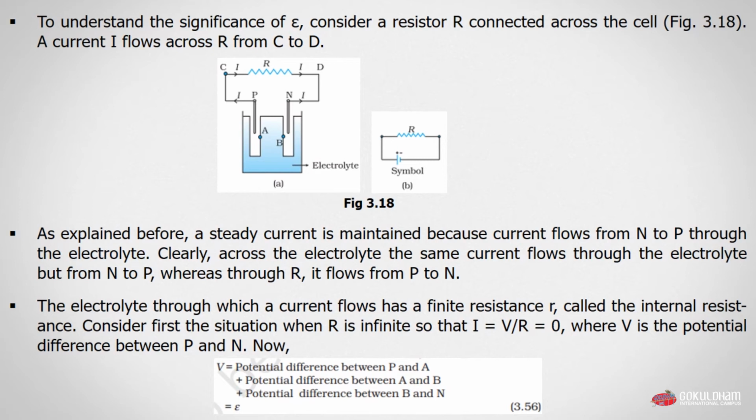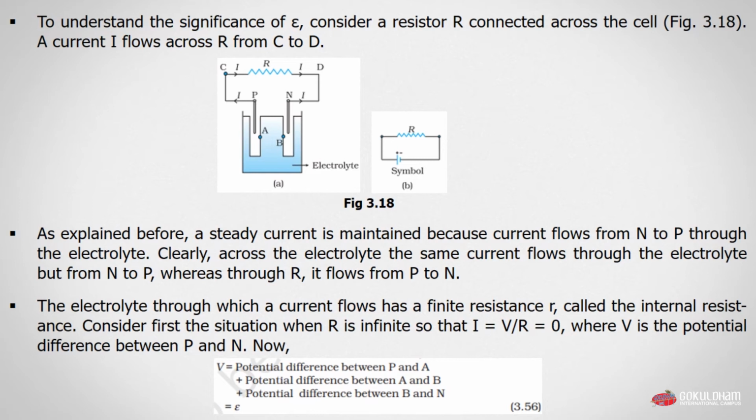A current I flows across R from C to D. Means we have to consider a resistor R that is connected with the cell, and the current is flowing from point C to D across the resistor R. As explained before, a steady current is maintained because the current flows from negative to positive through the electrolyte.